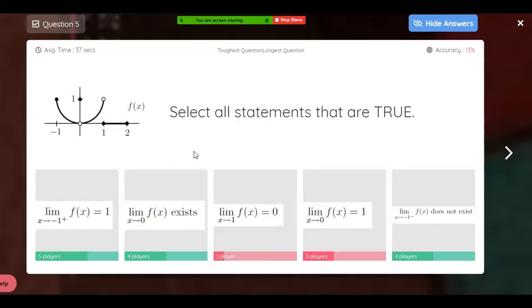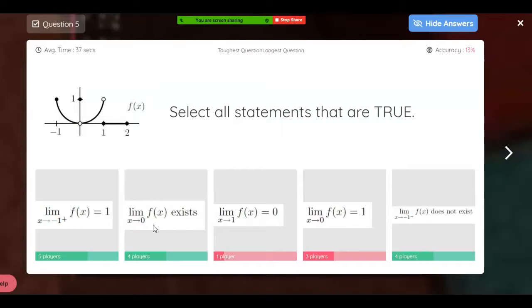The checkbox question. Select all statements that are true. We have a function, and on that function, we have discontinuities. We have removable points, we have a jump, we have a constant, we have a circular curve. The first statement says the limit as x approaches -1 from the positive side, so you're coming from the right, is equal to 1. Easy enough. Solid point coming from the right.